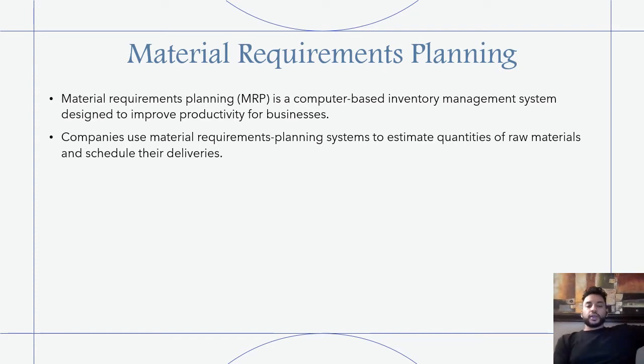Material requirements planning. What is it? Material requirements planning is a computer-based inventory management system designed to improve productivity for businesses. Companies use material requirements planning systems to estimate quantities of raw materials and schedule their deliveries.